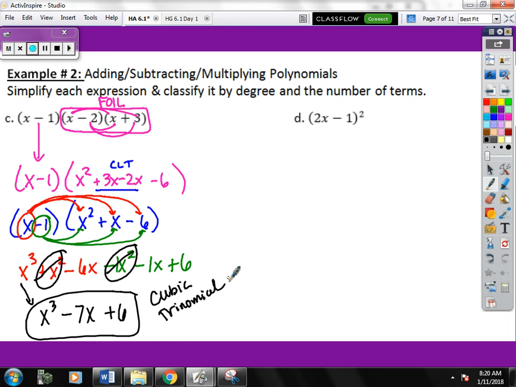What do I have to do when I see this squared? Write the term twice, which is called expanding it. So 2x minus 1 times 2x minus 1. And then this is just a simple FOIL. So go ahead and FOIL that. See what you get and classify it.